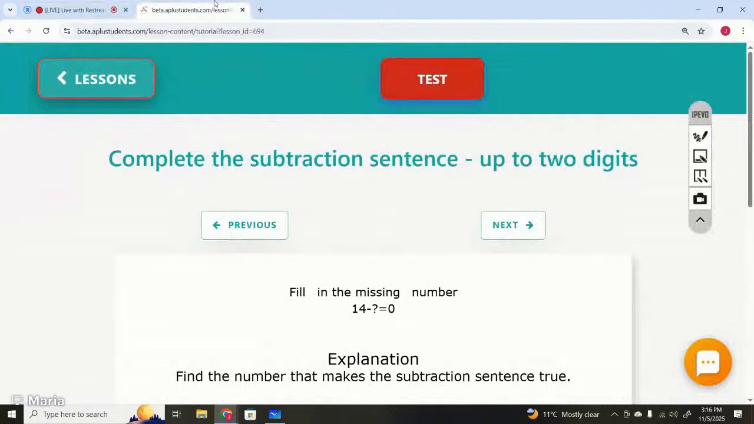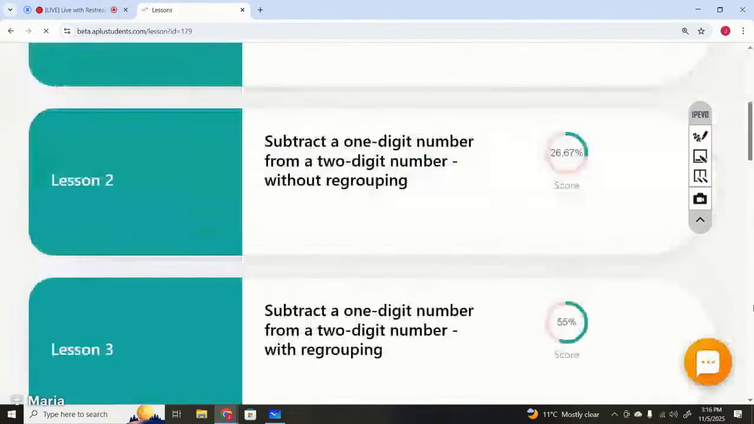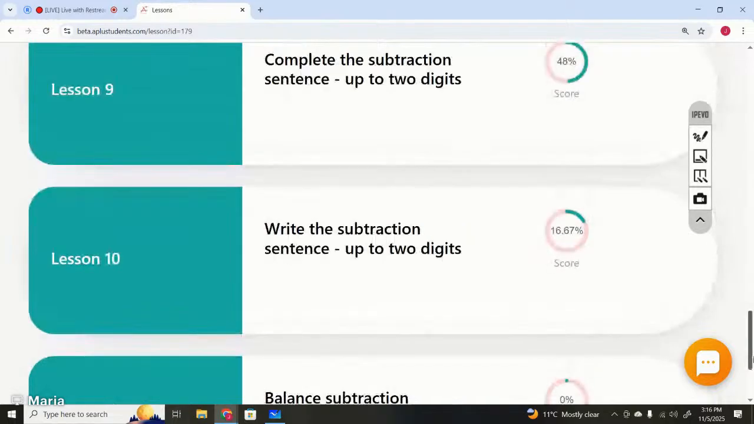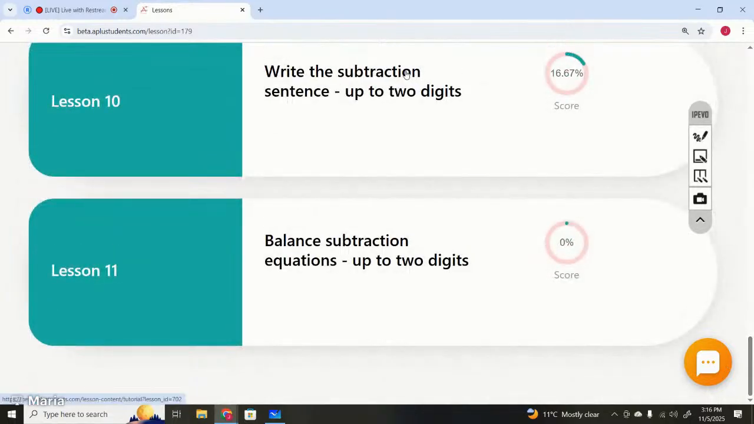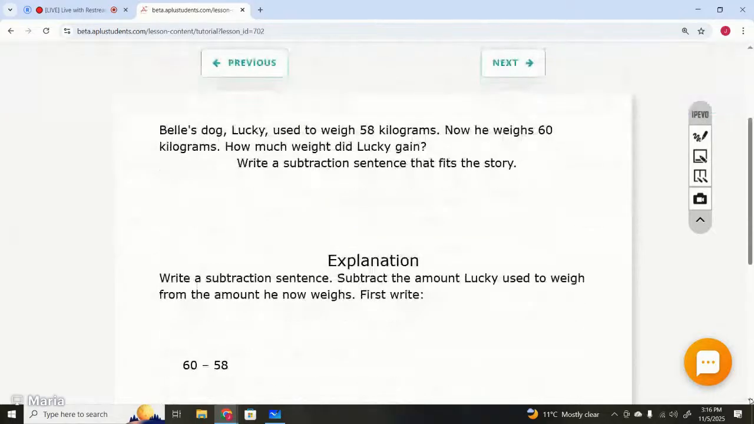That's the same lesson we just finished. Let me go back and see. Write the subtraction sentence up to two digits. Okay, let's just start with the first lesson.